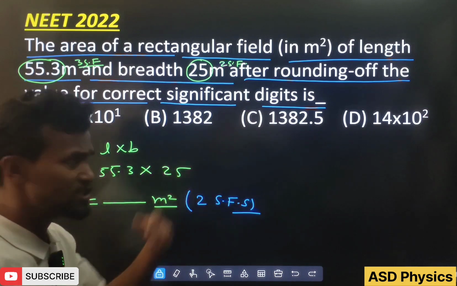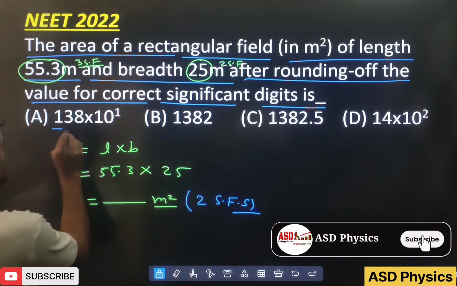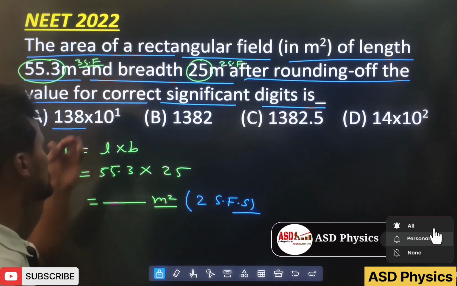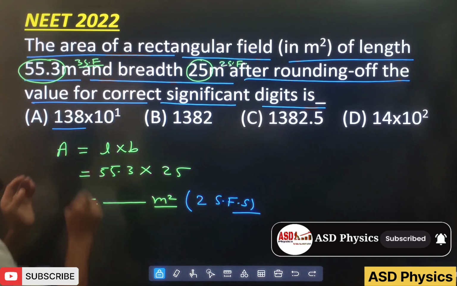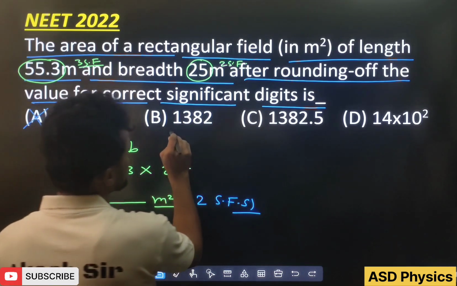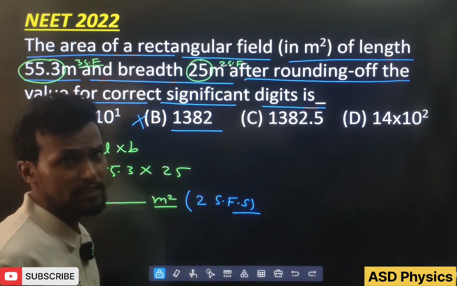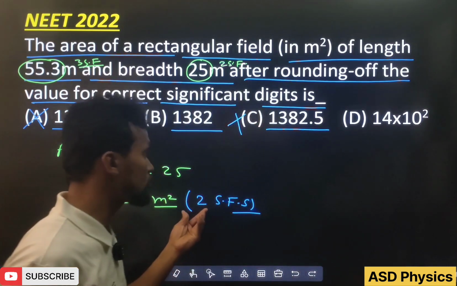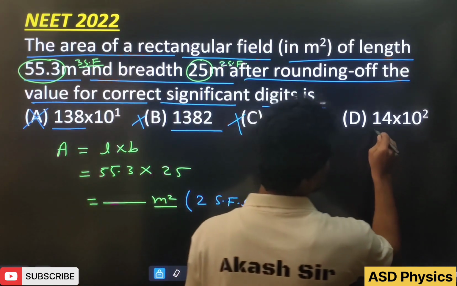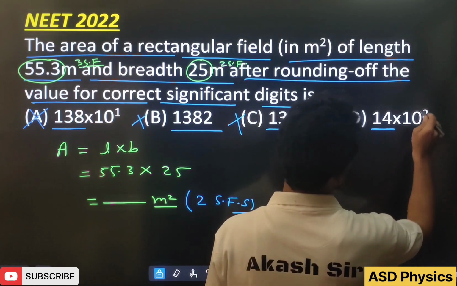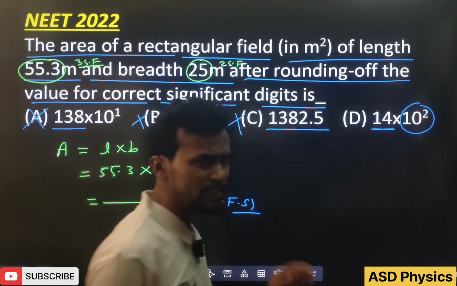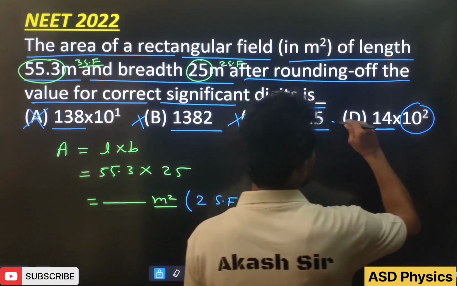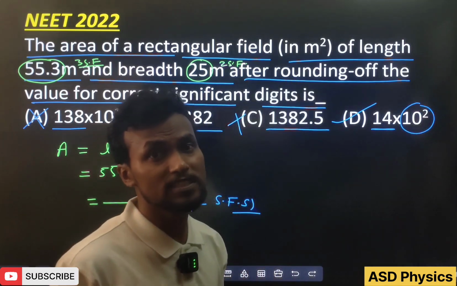Okay, so first let's check the options. See here 138. That means here what is there? Only 3 significant figures. Wrong. Okay, next one, here 4 significant figures, that is also wrong. And here 5 significant figures, that is also wrong. Answer should have how many? 2 significant figures. Okay, so here 2 significant figures are there, and 10 to the power whatever is written used to be insignificant. So you can see very well the correct option is option D.